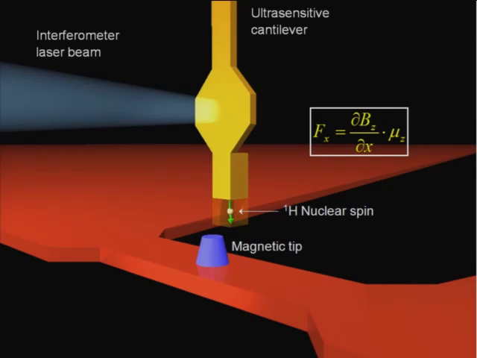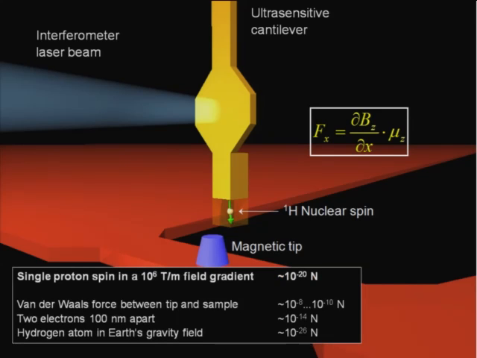Okay, you might guess this is going to be a very, very small force. And in fact, it is extremely small. So let's say we take our best magnetic field gradient, 10 to the 6 Tesla per meter. What kind of force will we get from a single proton? Well, it's going to be 10 to the minus 20 newtons.